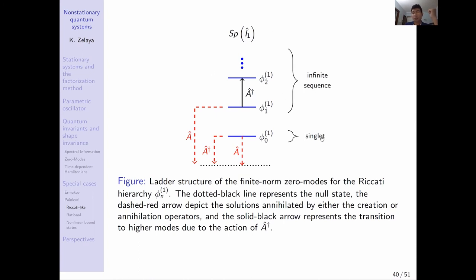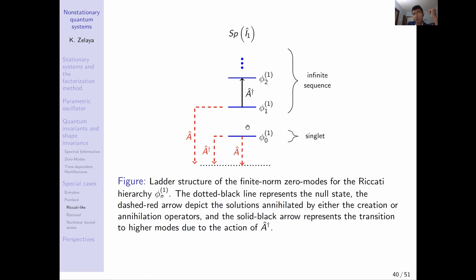We have something which we call a singlet. This singlet is an eigenfunction of both A and A dagger. And we have an infinite sequence, which is generated by this eigenfunction of A. The remaining eigenfunctions are just generated by using the ladder operator, in this case, the creation operator A dagger.